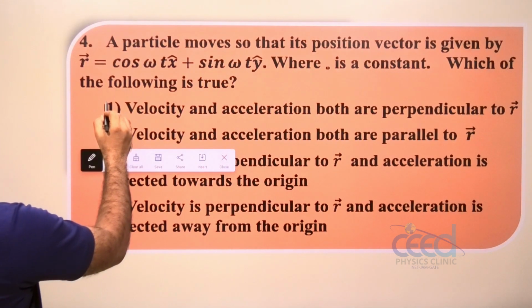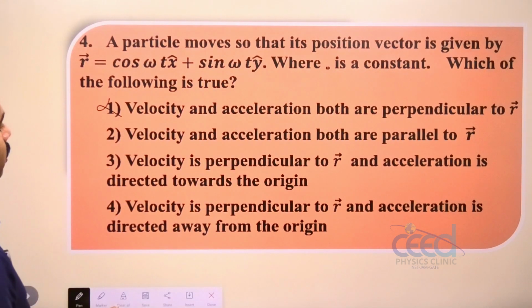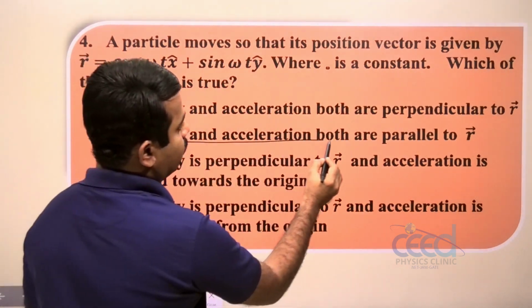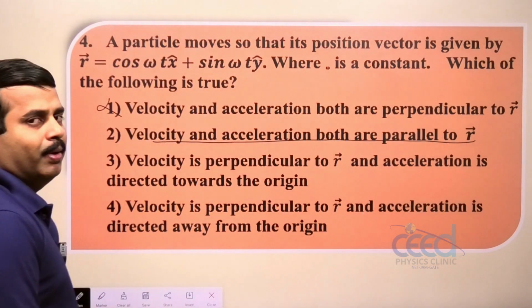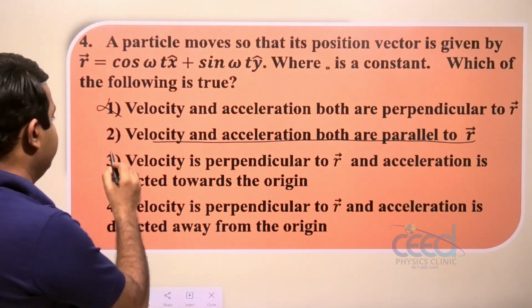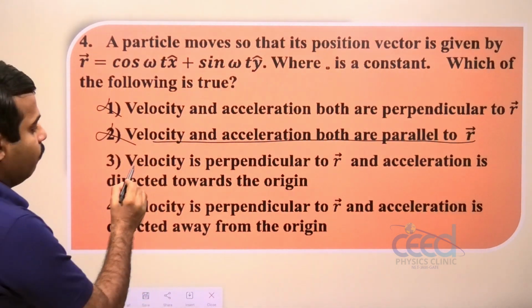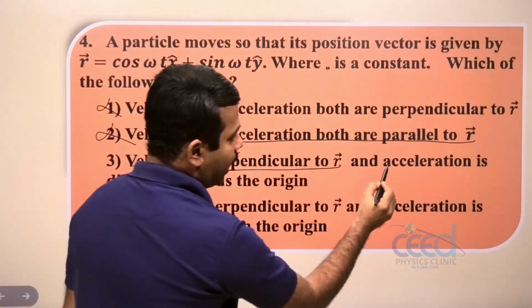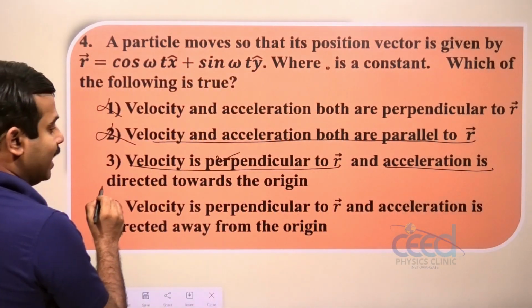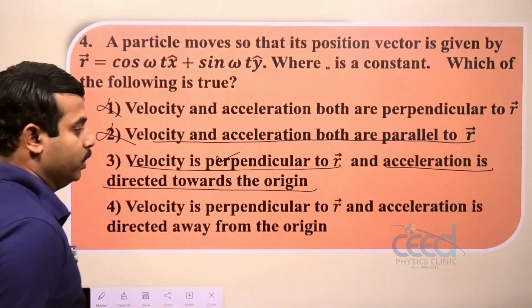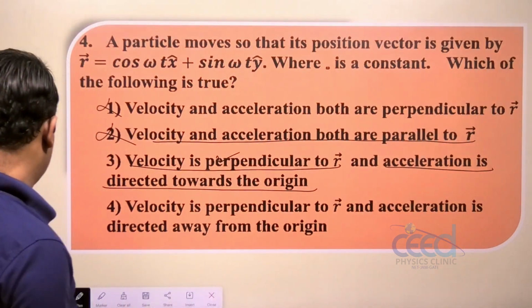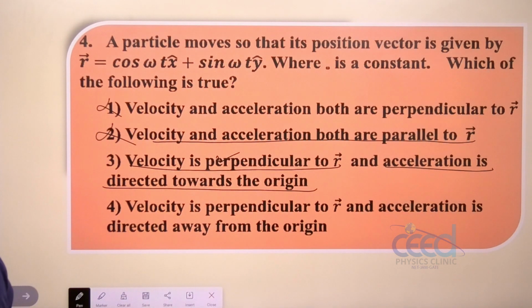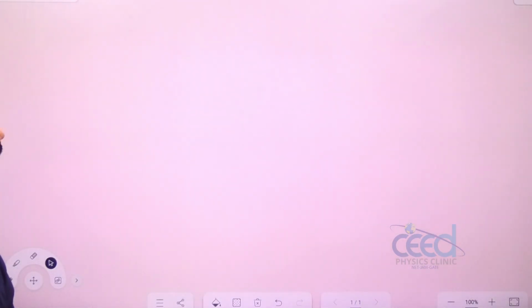So let us check the next option. Velocity and acceleration both are parallel, but velocity is perpendicular, as we already saw, so this is also wrong. Velocity is perpendicular to r, this part is true, and acceleration is directed towards the origin. Okay, let us check. Again we can go to the board, what we did there. See here.